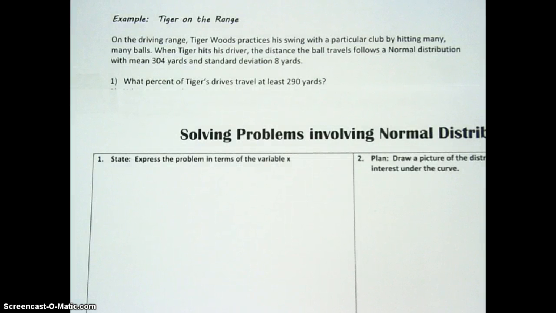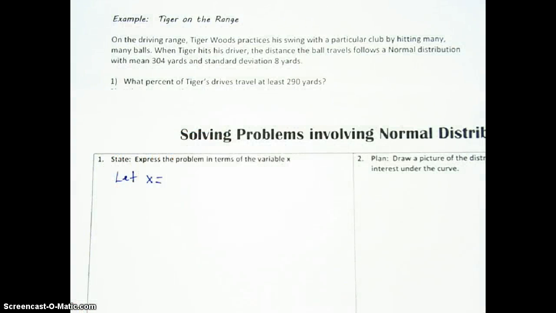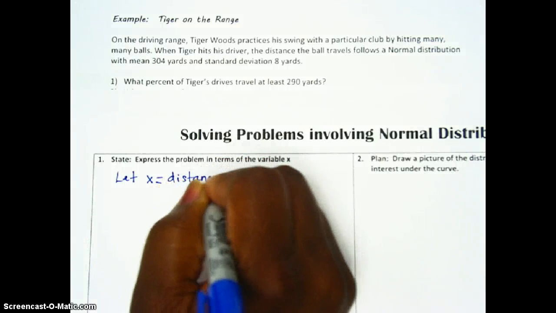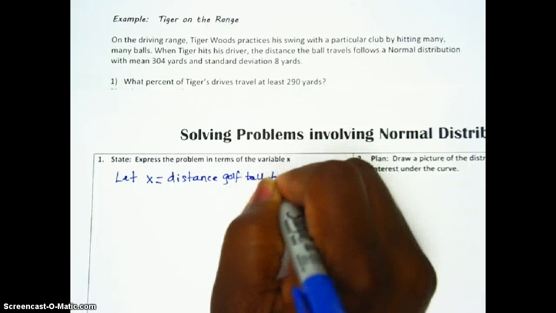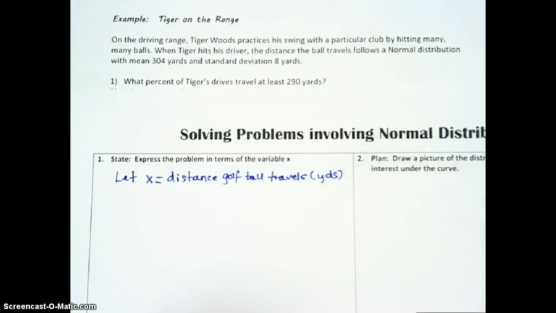The first step is to express the problem in terms of the variable x. In other words, we want to define our variable. That's as simple as saying, let x equal the distance the golf ball travels in yards. Give as much information as you can.